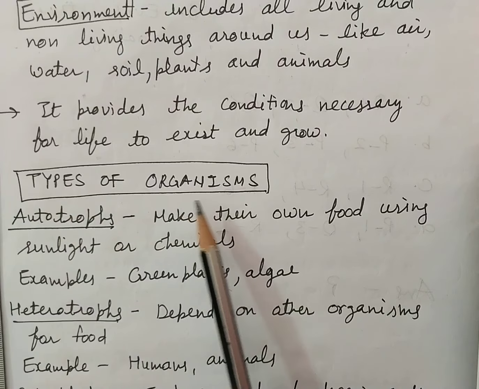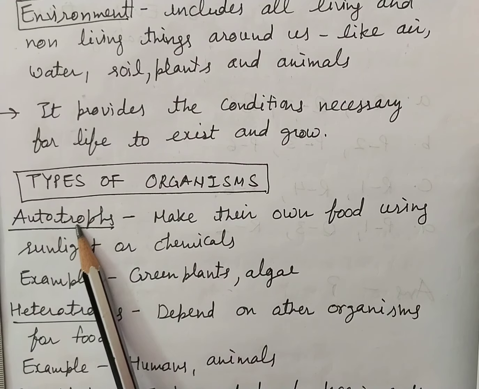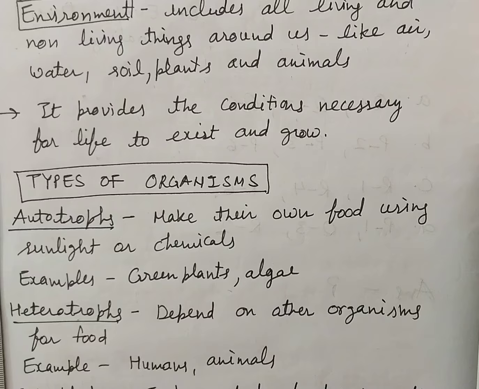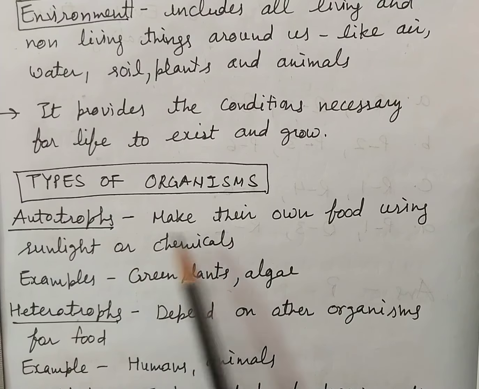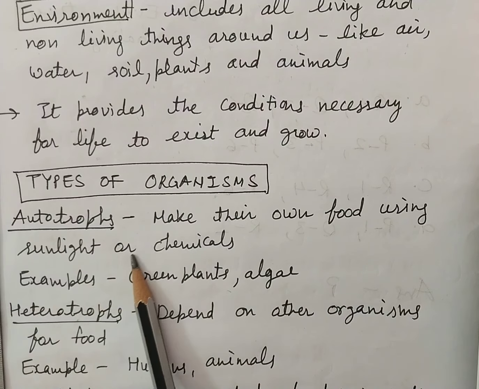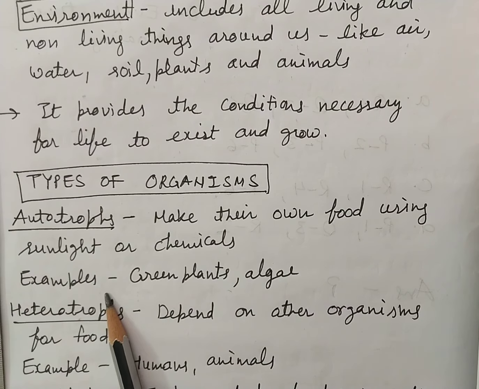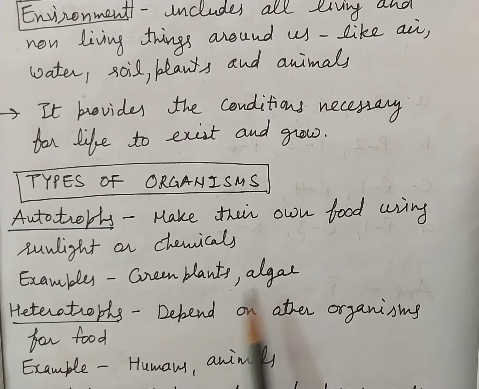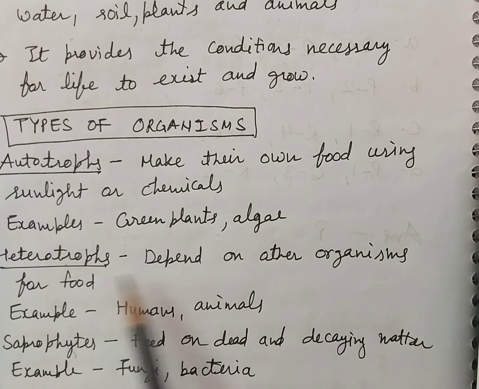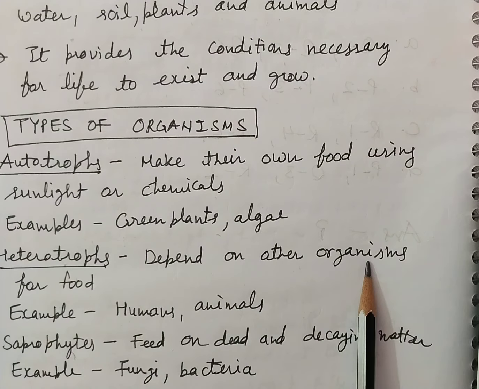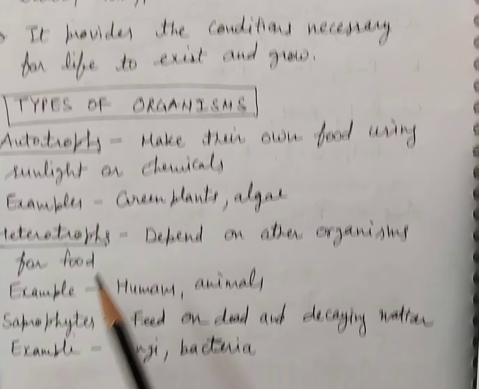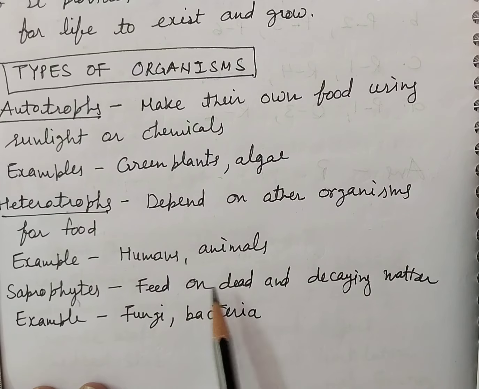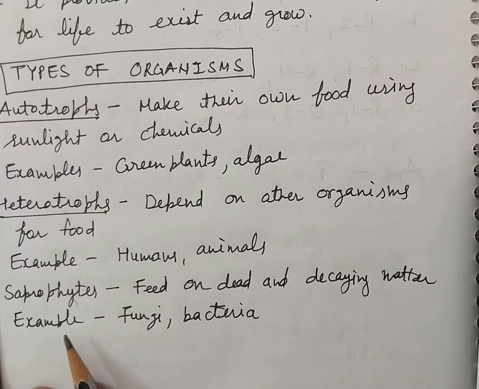Now coming to types of organisms. Those are autotrophs, heterotrophs and saprophytes. Now what are autotrophs? Autotrophs make their own food using sunlight or chemicals. Examples: green plants and algae. Heterotrophs depend on other organisms for food. Example: humans, animals. Saprophytes feed on dead and decaying matter. Example: fungi and bacteria.